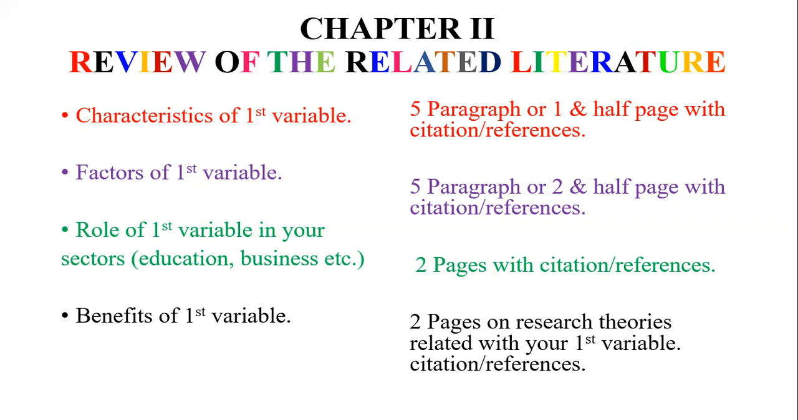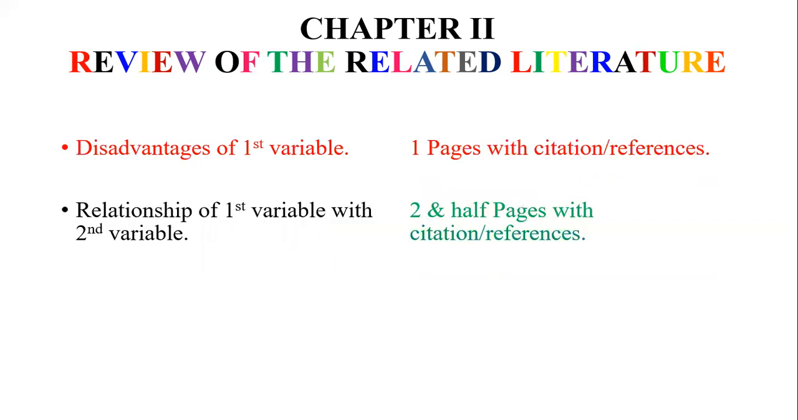And benefits of the first variable: what are the strengths, the benefits? Also discuss the strengths of the first variable, at least 2 pages, and in bullet form write those benefits with citation or referencing. Then disadvantages of the first variable. These things are also important. Disadvantages help you to define the delimitation of your study, right? 1 page is more than enough, right?